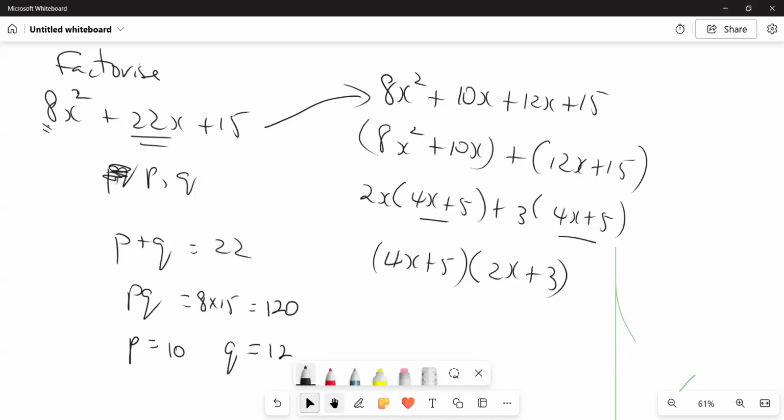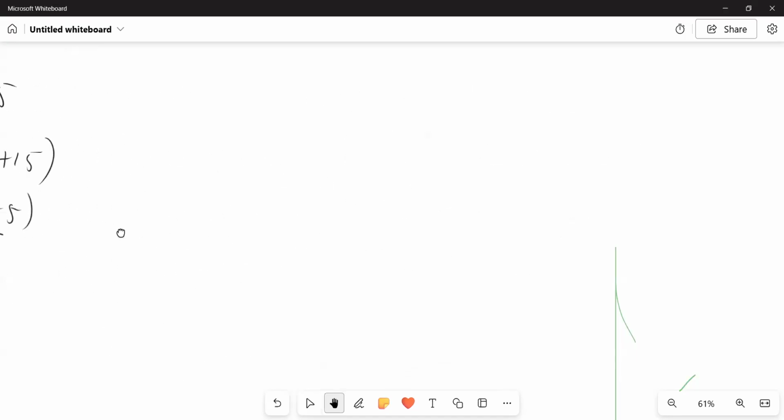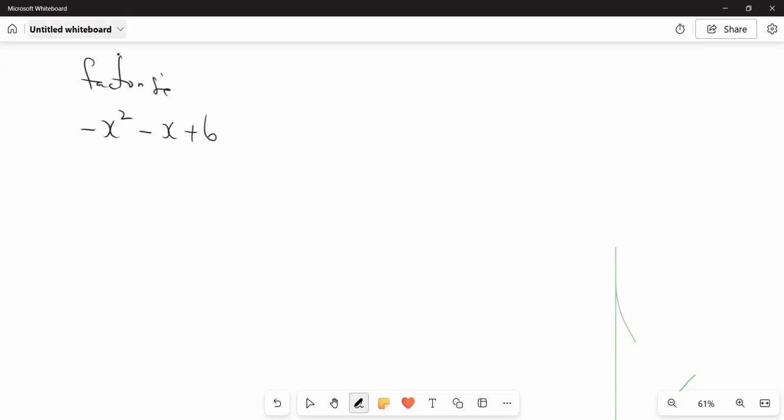Let's deal with maybe a case where you have something like this. Some textbooks can write it like this. You're asked to factorize minus x squared minus x plus 6. Sometimes they ask you to factorize it like this. I don't like to write it like this; I like to write it as 6 minus x minus x squared, so the minus sign isn't sticking out there.